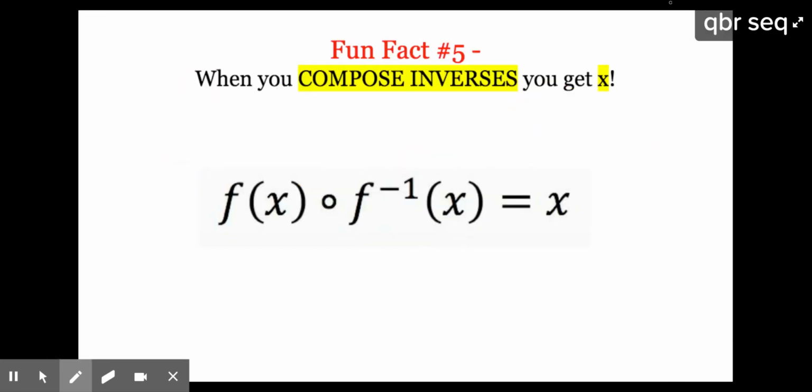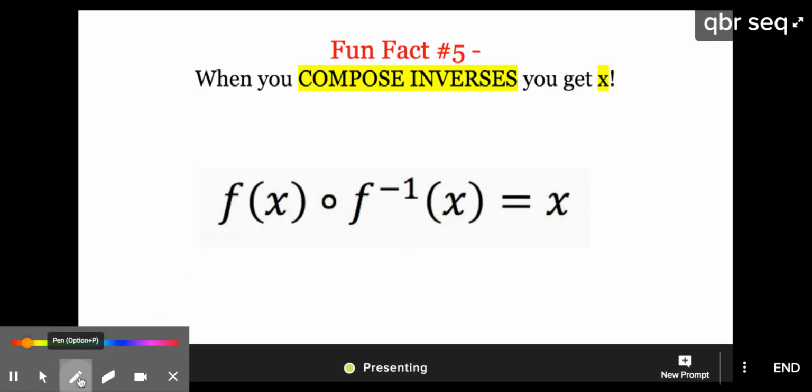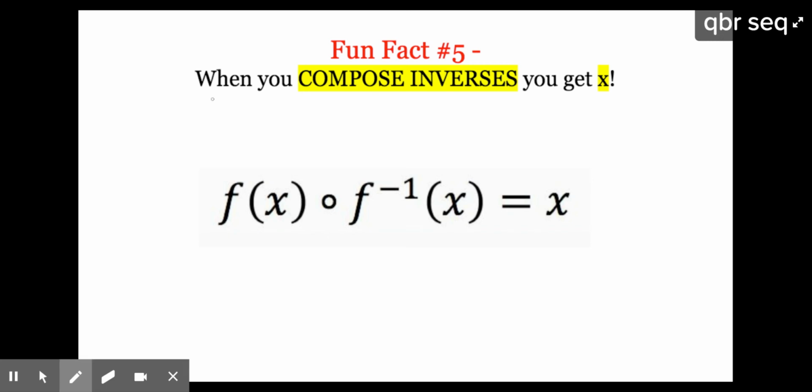So our last fun fact, which I'm going to start right now, but you're really going to get the brunt of this one in class, is when you compose inverses, you get x. And the idea is, if you do something and then you undo it, right? That's the idea of an inverse.